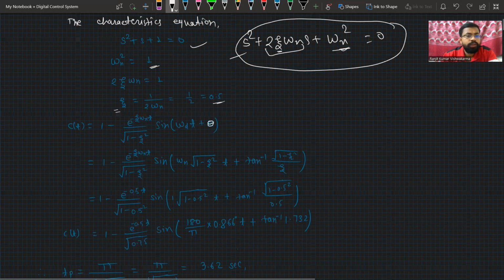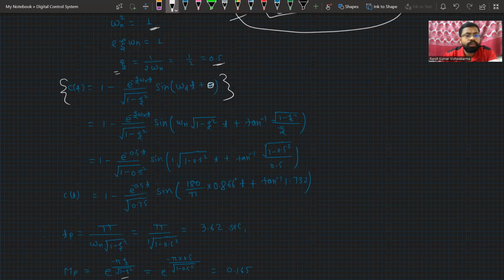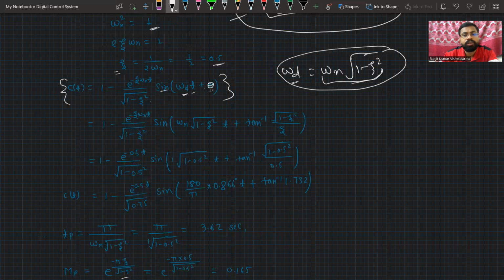Now this is the standard time domain equation for the control system: 1 minus e to the power minus zeta omega n t divided by root under 1 minus zeta square, sine of omega d t plus theta. Here omega d is the damping frequency, which is omega n root under 1 minus zeta square. Theta is tan inverse of root under 1 minus zeta square divided by zeta. After substituting all the values, you will get c of t is 1 minus e to the power minus 0.5 t divided by root under 0.75 sine of this term.